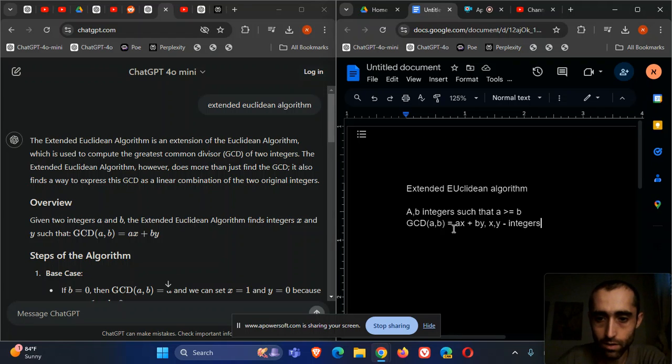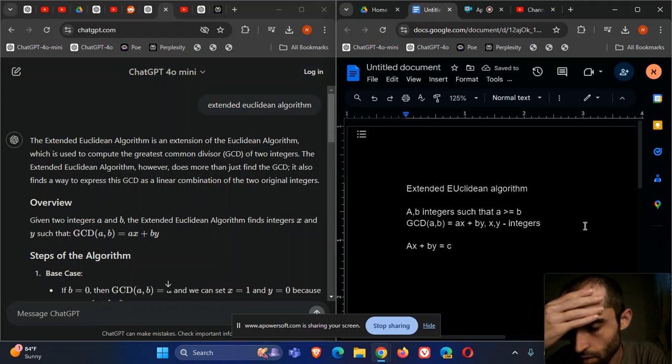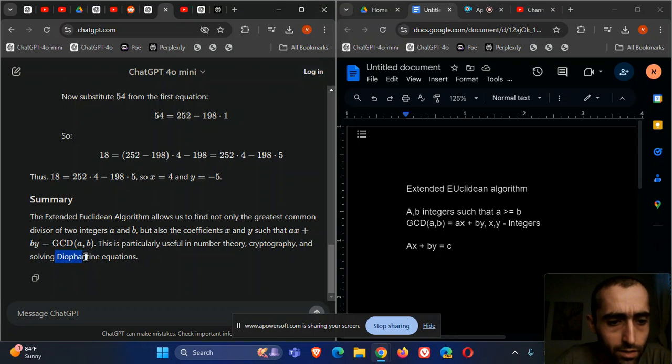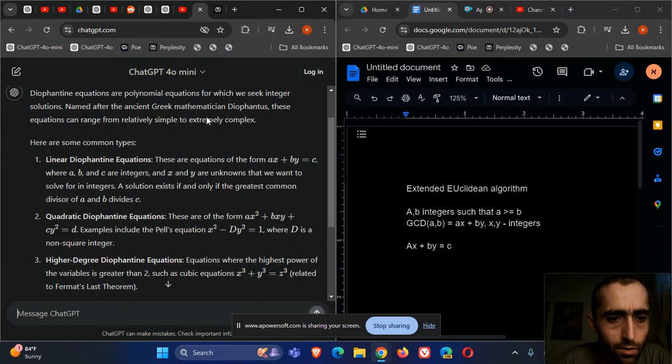How can we find not just the greatest common divisor of two numbers, but also what linear combination of the two numbers gives you this greatest common divisor? It is useful for solving equations like ax plus by equals c. Here it is, Diophantine equations, I think I have it here.